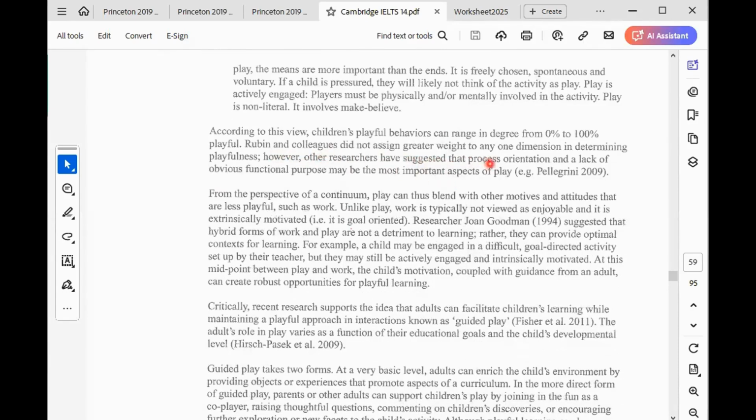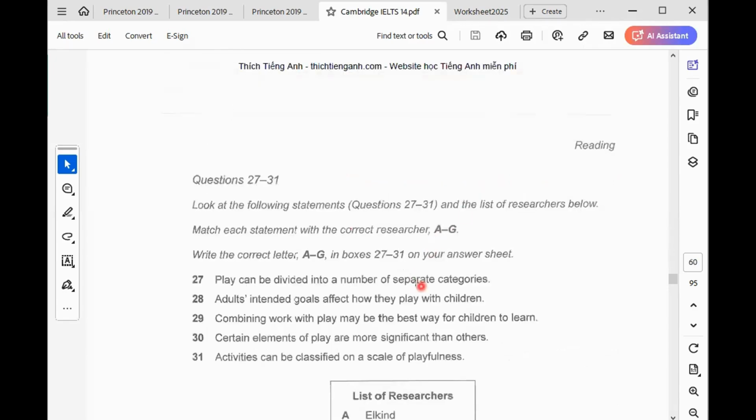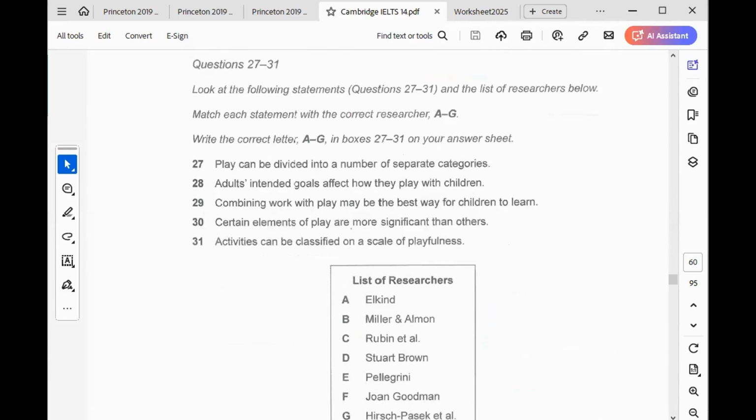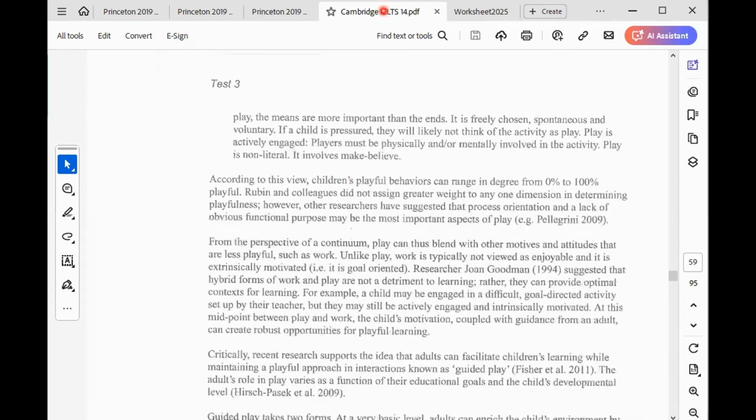However, other researchers have suggested that process orientation and lack of obvious functional purpose is the most important aspect of play. So this means that there's one aspect that is the most important. That's sounding like number 30. Certain elements of play are more significant than others. Can you see? For you to see that XYZ is the most important, that means that there are some other parts that are not important. That is the meaning. So number 30 can be matched to Pellegrini. Number 30 is going to be E. Okay? Let's move on.